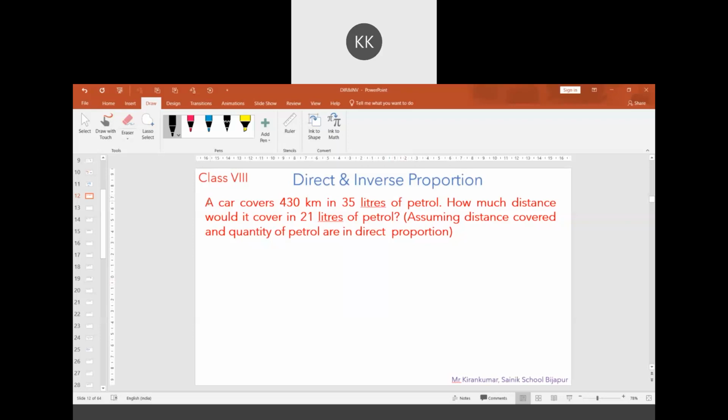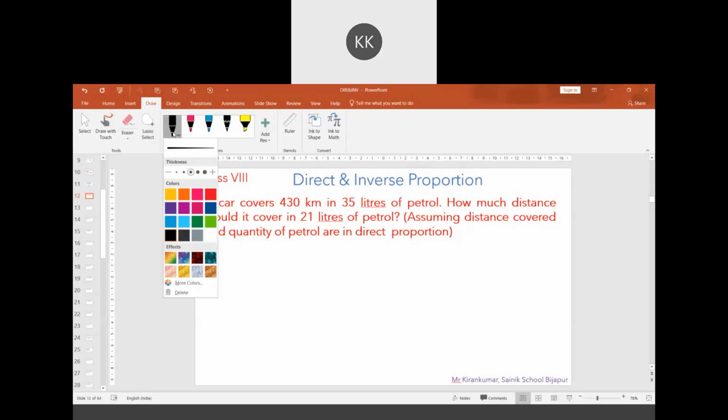So here, as per the given question, 430 kilometers is covered in 35 liters of petrol. Now, how do we calculate if the quantity of petrol is 21 liters? How much distance will it cover?